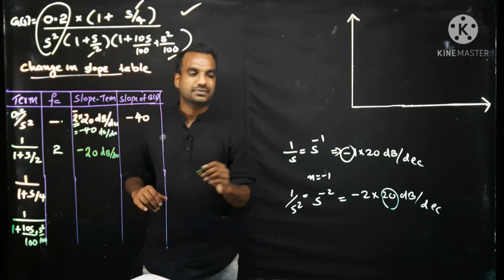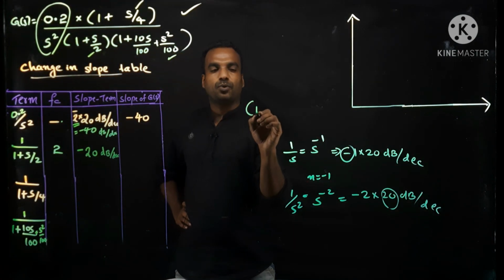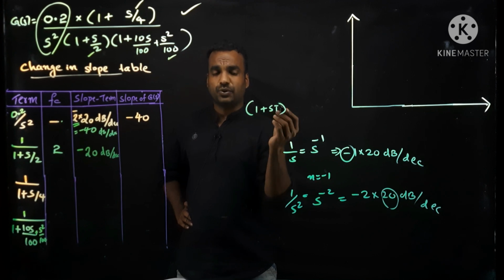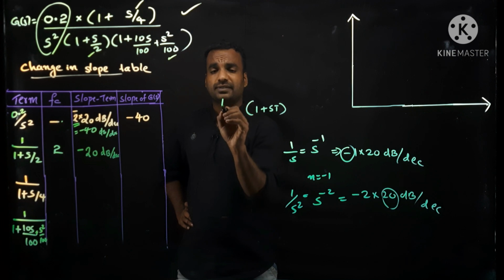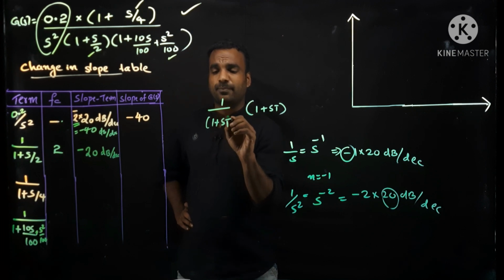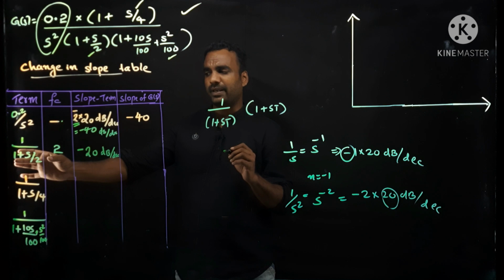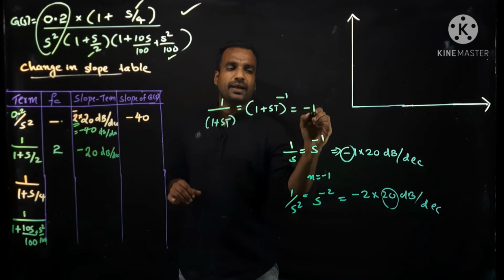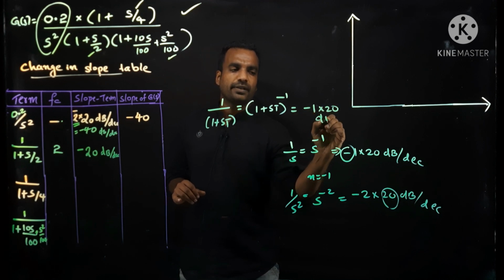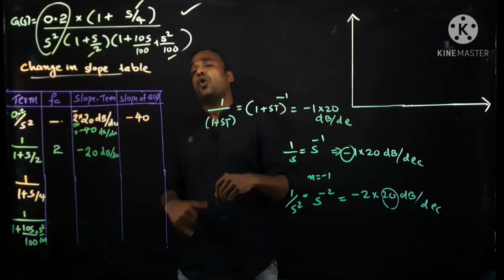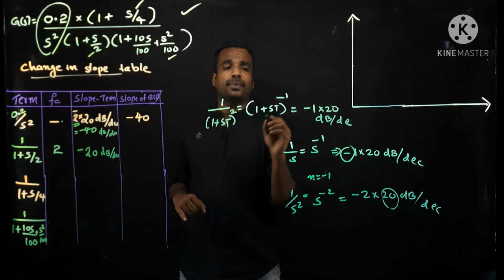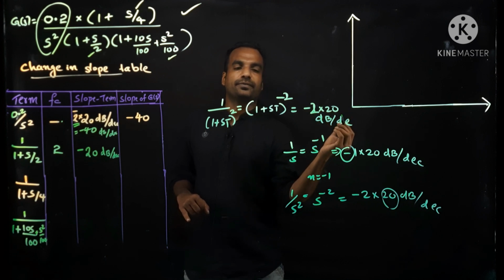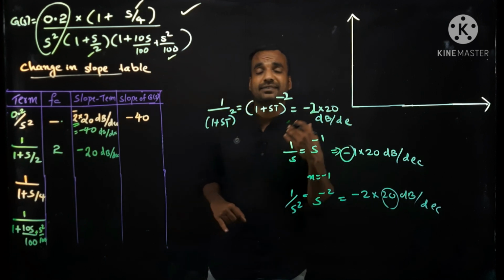What is the standard representation? If it is in the numerator, it is a zero. If it is in the denominator, it is known as a pole. That is the case with 1 by 1 plus s by 2. The slope will be minus 1 into 20 dB per decade. If this is squared, it will become minus 2 into 20. If it is cubed, it will become minus 3 into 20.